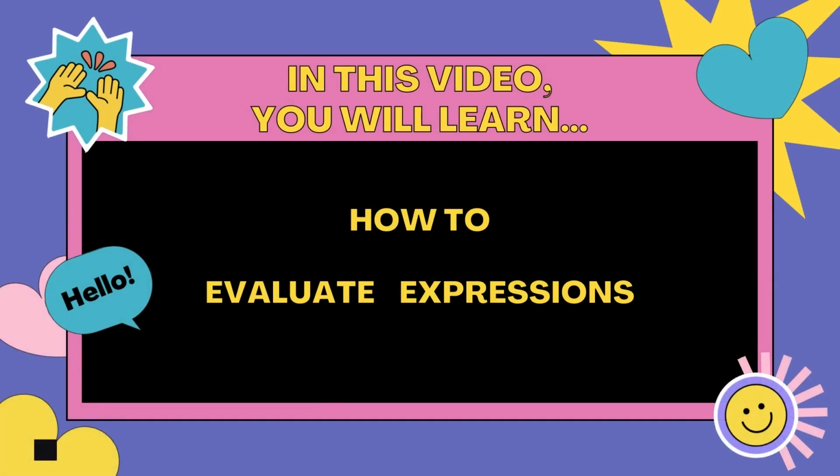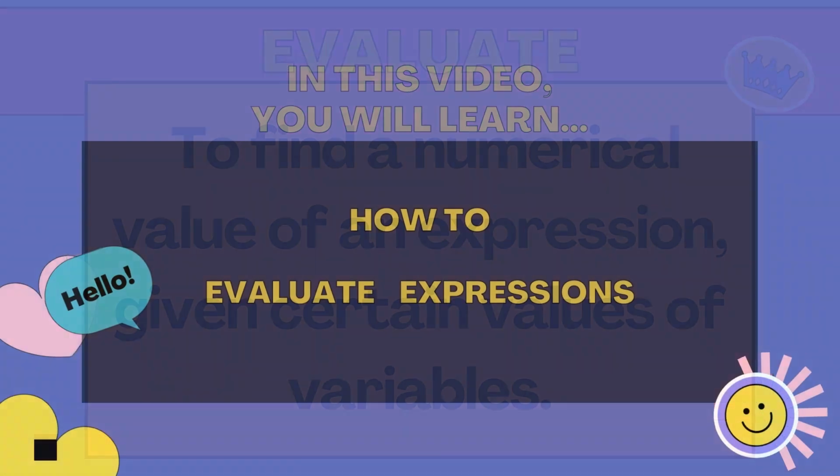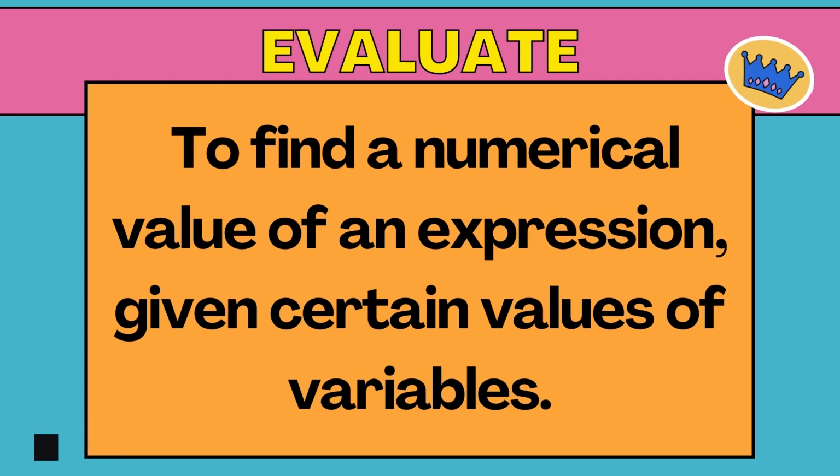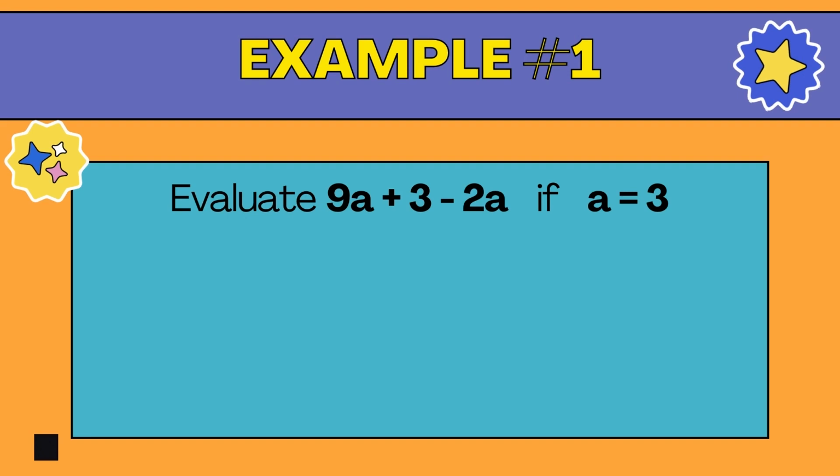In this video, you will learn how to evaluate expressions. When you're asked to evaluate an expression, it means you need to find the numerical value of the expression, or what actual number it is equal to, if you are given certain values for the variables. So if it tells you what x is equal to, you plug in the x value and figure out what the whole expression equals. Let's get started with example number 1.